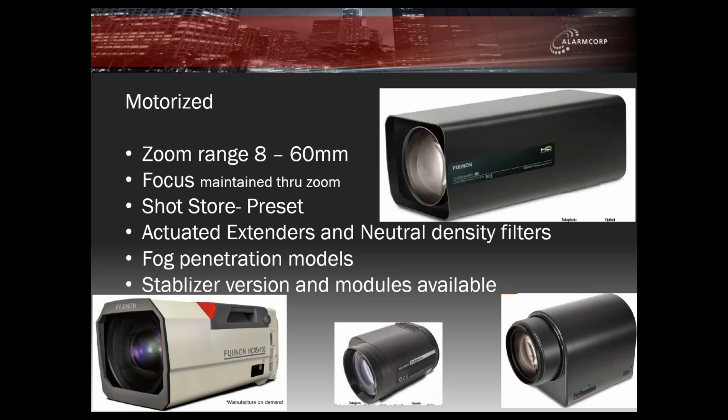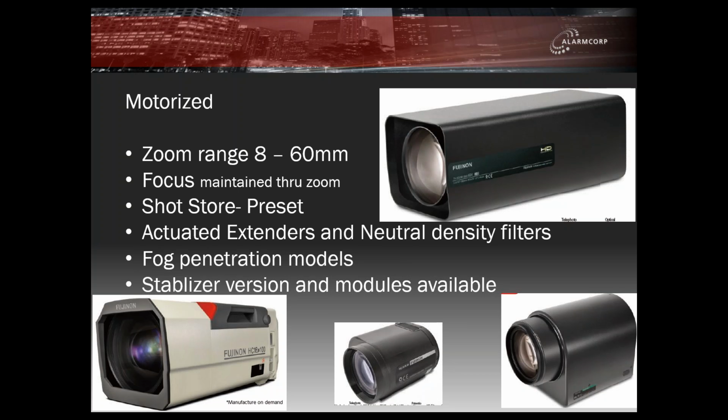Our range of zoom lenses are usually combined with remote pan tilt heads, typically used for 50 millimetre and beyond focal lengths. Very useful for remote observations, and they can extend to several kilometres. They are motorised with zoom ranges from 8 to 2,000 millimetres, and focus is maintained throughout the range. They are able to have a shot store or a preset, which enables it to return to a predetermined focal distance.